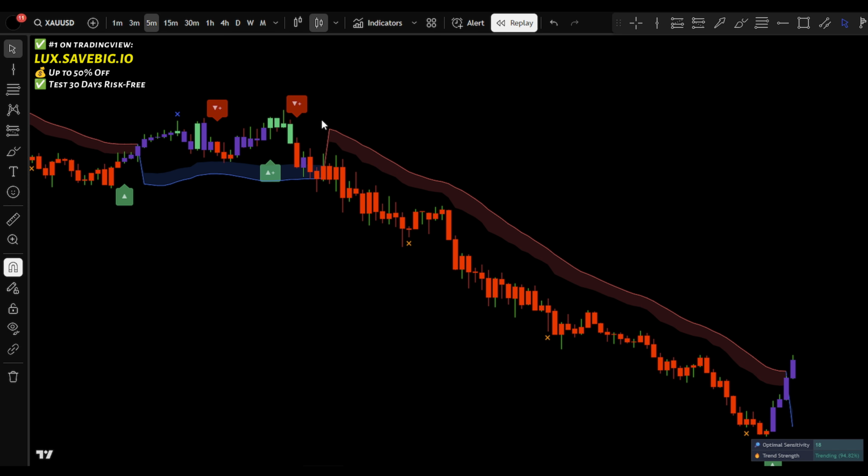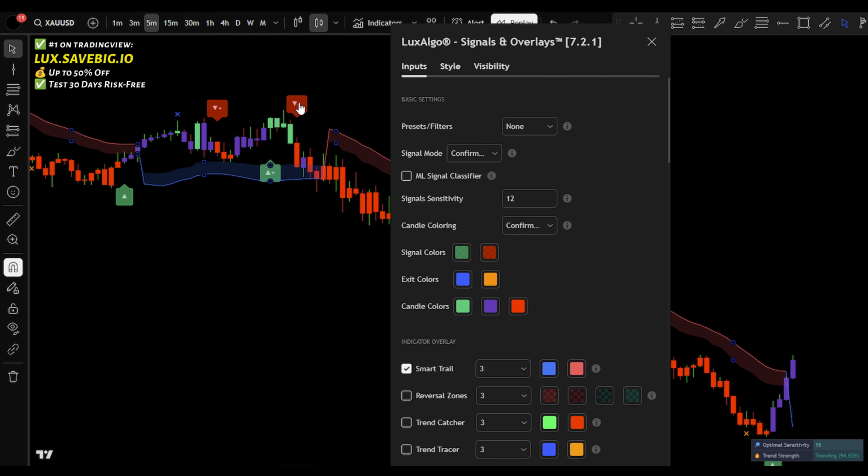Now, let's adjust the settings for the first LuxAlgo Signals and Overlays indicator to tailor it for our strategy. First, head to the basic settings. Set the presets and filters to none and choose confirmation and exits for the signal mode. Make sure the ML signal classifier is turned off, as we won't be using it.